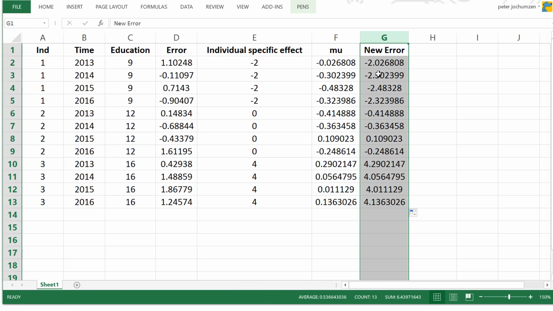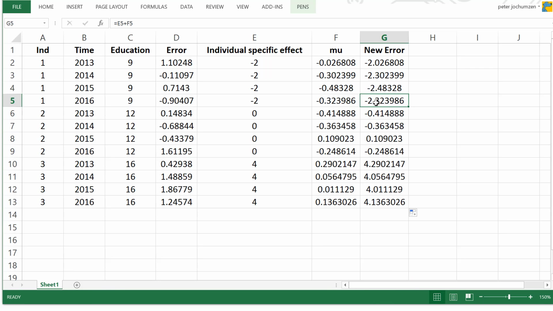The first individual is a little bit lazy, so the error term is negative in every year. There is still some randomness. 2015, for example, was the worst year for this individual, making almost $2.50 less than what you would expect from the explanatory variables. The error term of the second individual is around 0, while the error term for the third individual varies around 4.